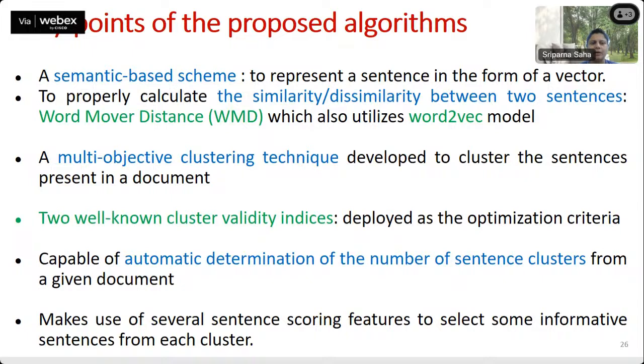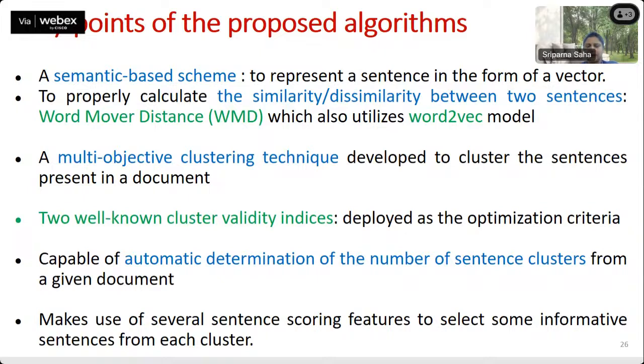So what are the key points? So basically we have used the word mover distance to calculate the similarity or dissimilarity between two sentences. And then a multi-objective clustering technique is developed to cluster the sentences present in a document. And we optimize two objective functions. PBM index is very, very similar to I index. And the Zybani index is another Euclidean distance-based cluster validity index.